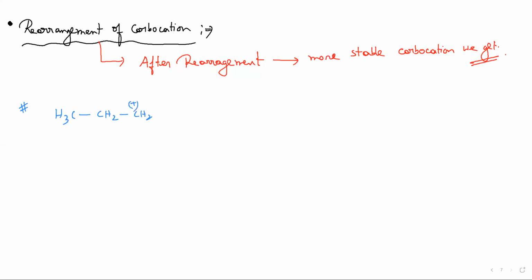Now, for carbocation stability, you have to know about the alpha H concept. What is alpha H? What is alpha carbon? This one is a carbocation, and this carbon is directly attached to it. This carbon is called alpha carbon. Alpha carbons are those carbons directly attached to the carbocation. Now in the alpha carbon, how many hydrogens are present? Only 2. So I can write alpha H is 2.